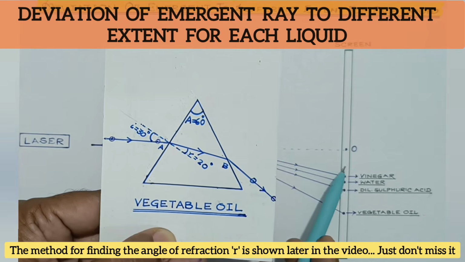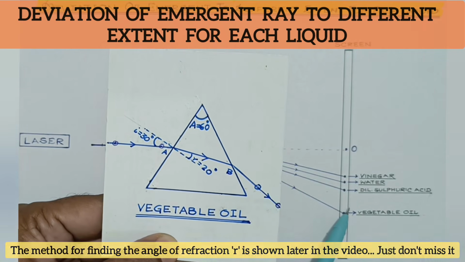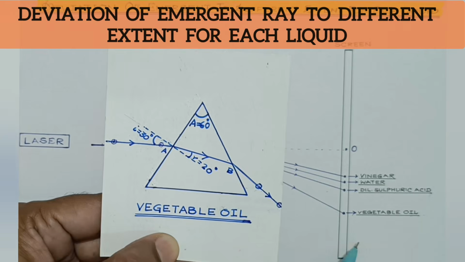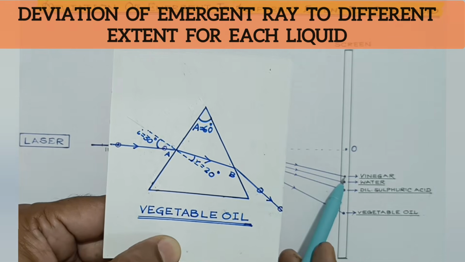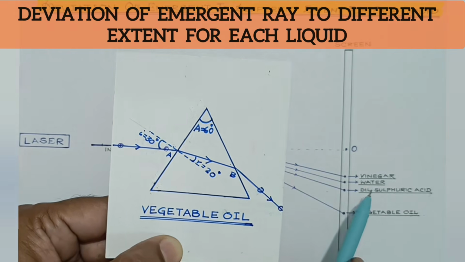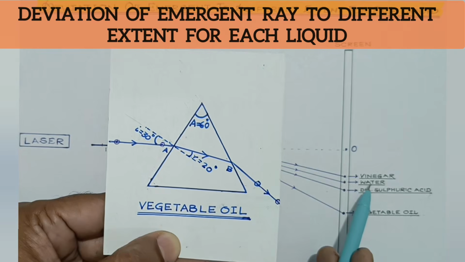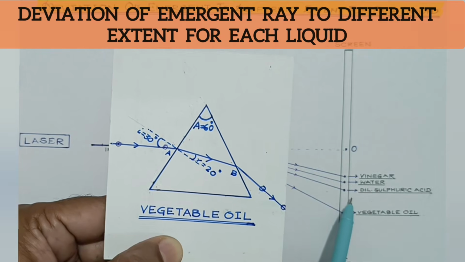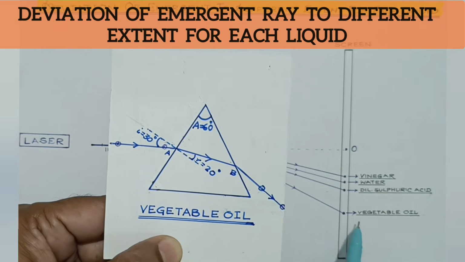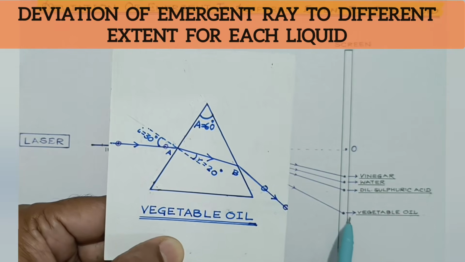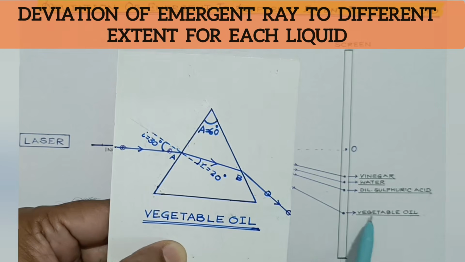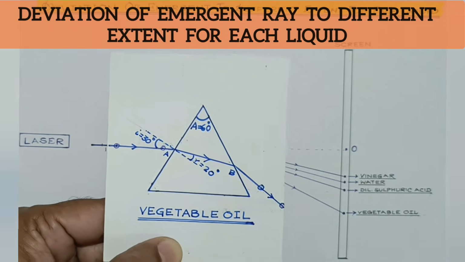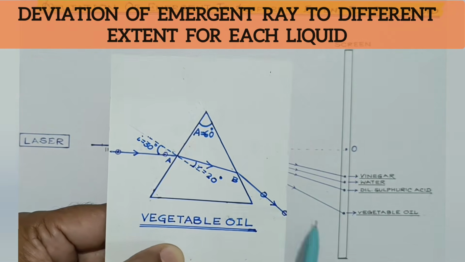So this is an increasing order of the refractive index or the optical density. Vinegar, its refractive index is about 1.32. I'm talking about the actual value. Water, it's 1.33. Dilute sulfuric acid, it is about 1.36. And vegetable oil, it varies. It is from 1.45 to 1.47. And glass, it is 1.5. So it will get maximum deviated.